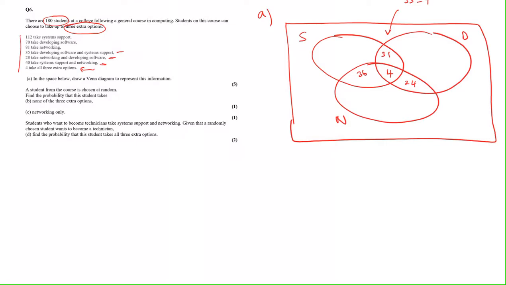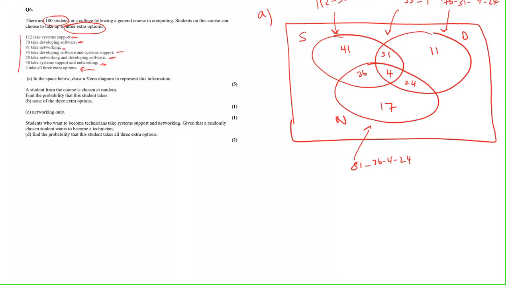So say take system support as 112. So in this bit it should be 112 minus all of the other bits, which is 41. Developing software is 70, so that would be 70 minus all the other bits, and that's 11. And then networking is 81, so that would be 81 minus the other bits, which would be 17.